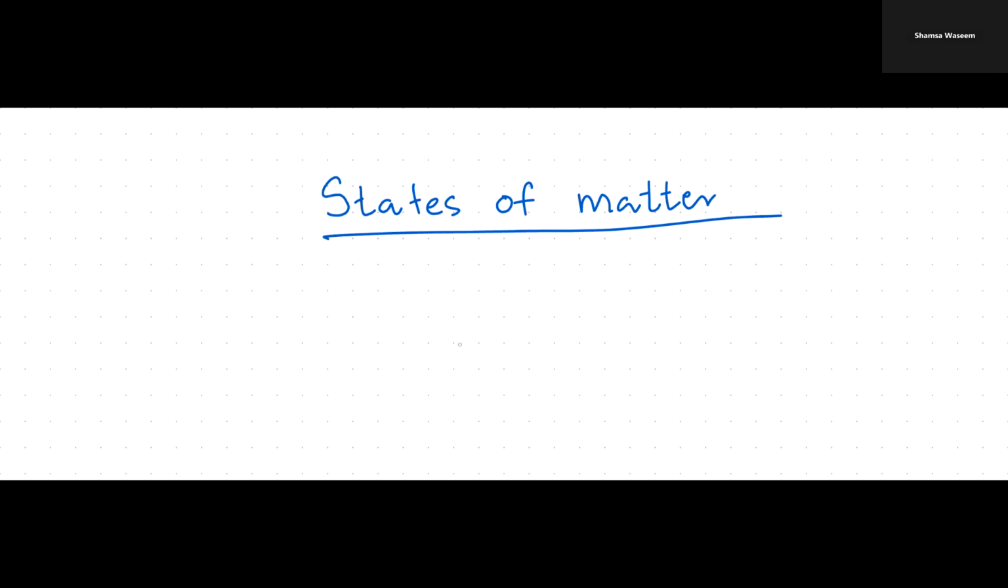Now, states of matter are solid, liquid, and gas. Matter is anything which occupies space and has some volume and mass. So it's known as matter. We ourselves are made up of matter. So anything which has mass and occupies space or has volume is known as matter. The three basic states of matter are solid, liquid, and gas.